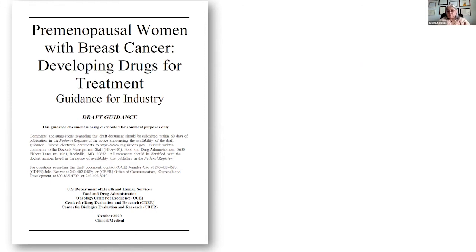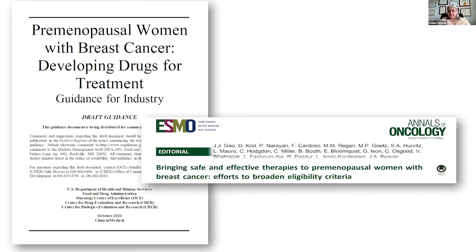So I will not stay too long on this problem, but if you want to read this editorial that the FDA, together with some of us, wrote, I think it is important, not just for metastatic breast cancer, but also early breast cancer, about not excluding premenopausal women from trials. And there is a similar guidance regarding men, not to exclude men from trials with breast cancer.